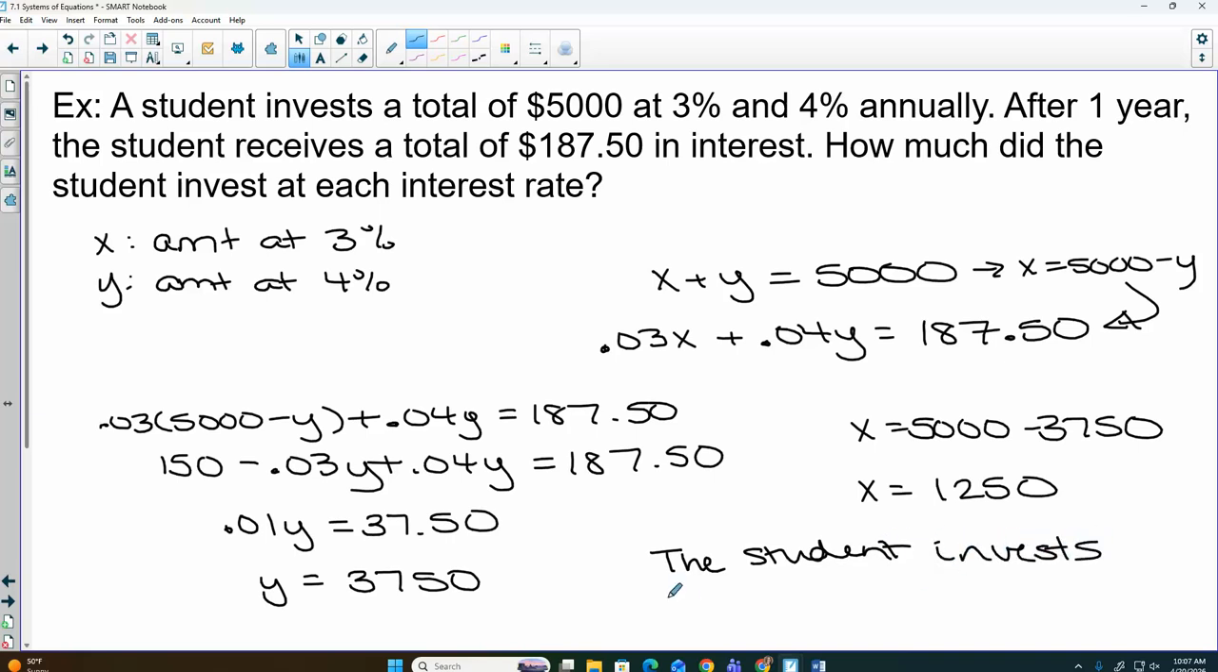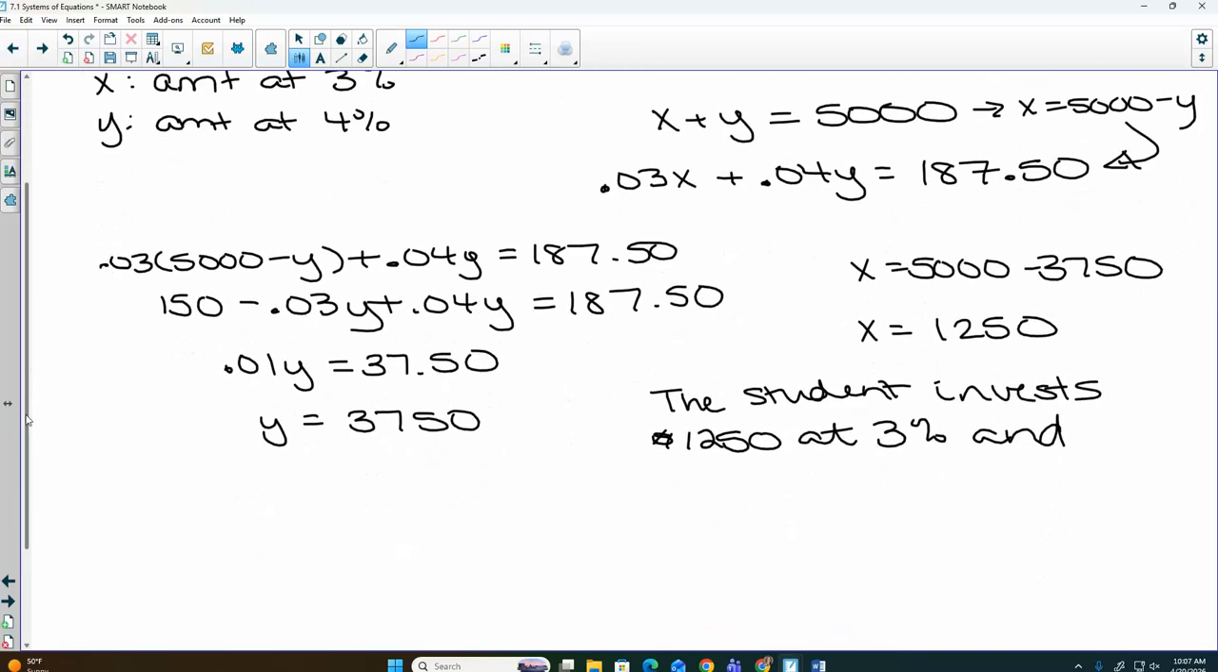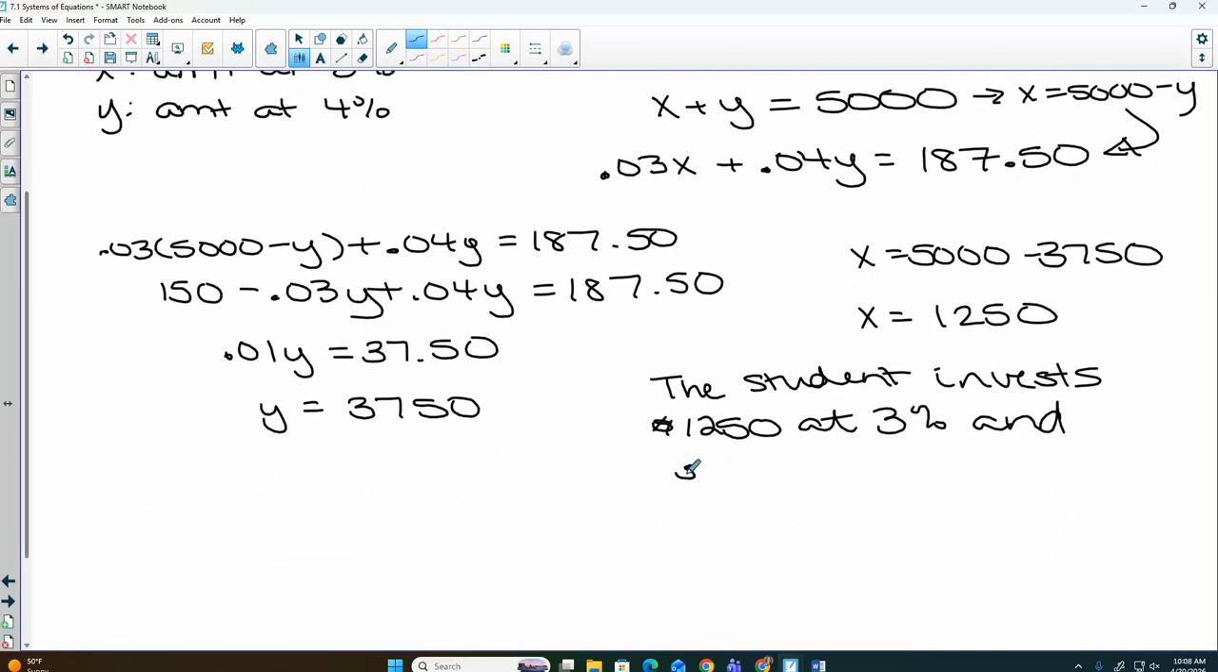So let's do an answer: invest $1,250 at 3% and $3,750 at 4%.